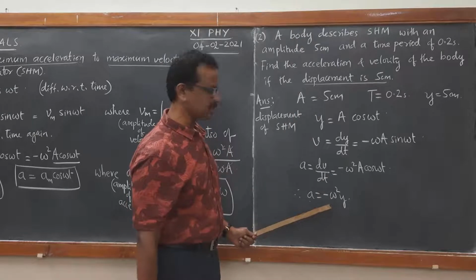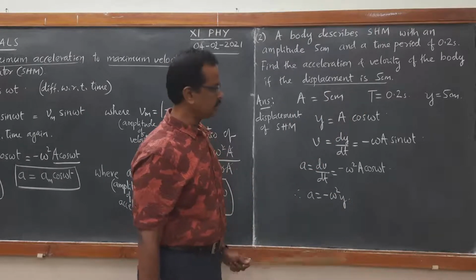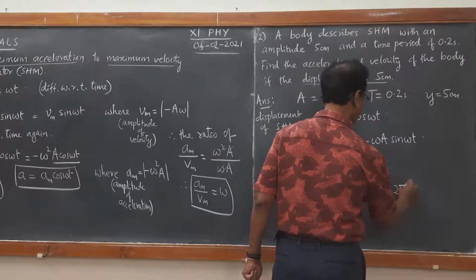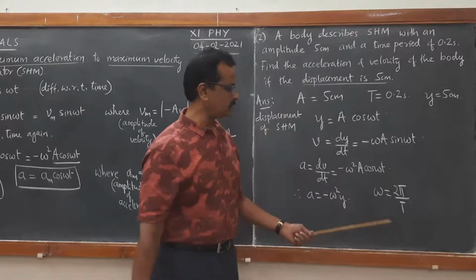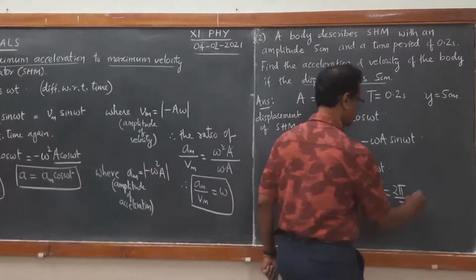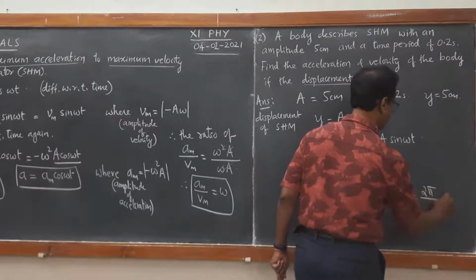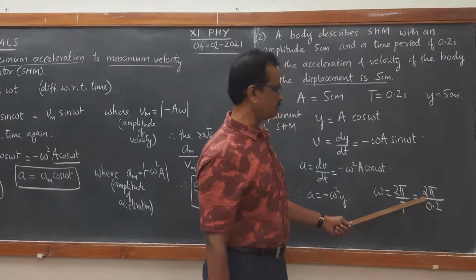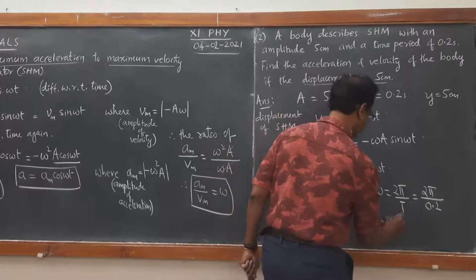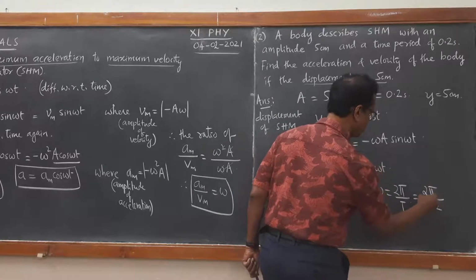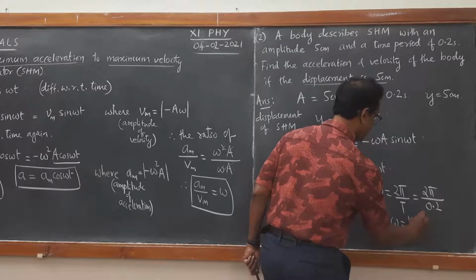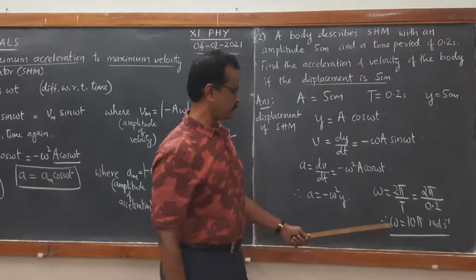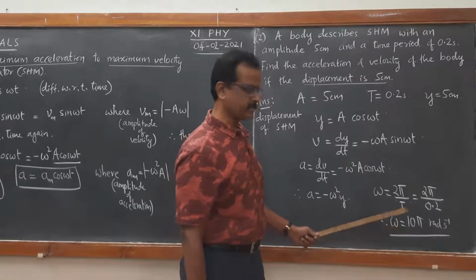So directly we can calculate acceleration here, because time period T is given. If T is time period, then omega is equal to 2 pi by T. Just substitute the value of T, then we get omega equal to 2 pi by 0.2. We can cancel 2 with the 0.2, it becomes 10 pi. Therefore, omega is equal to 10 pi radian per second. So this is angular frequency.